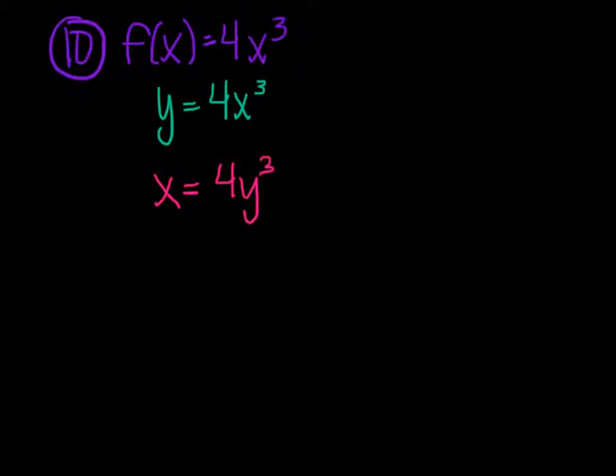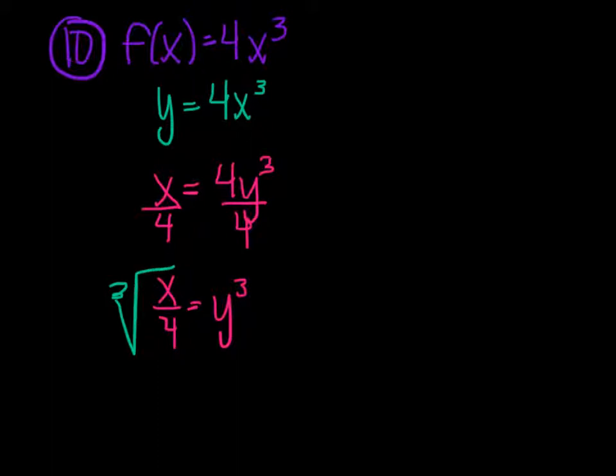So the first thing we're going to do is divide both sides by 4 to get the y by itself. So we've got x divided by 4 equals y to the third. And then to undo the cube, we're going to take the cube root of both sides. So we would take the cube root of this side and the cube root of this side. So final answer will be the cube root of x divided by 4 equals y.